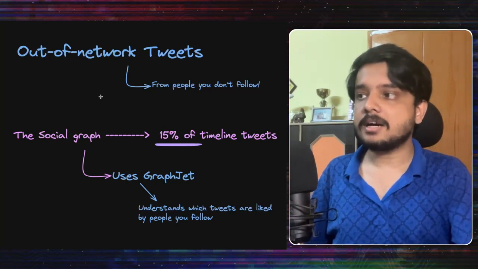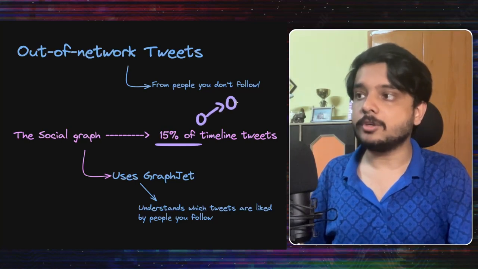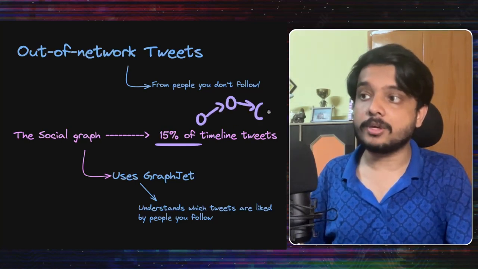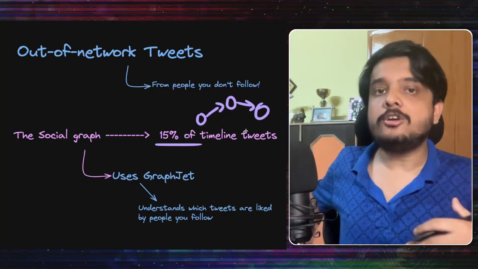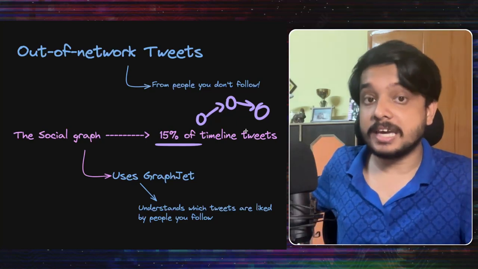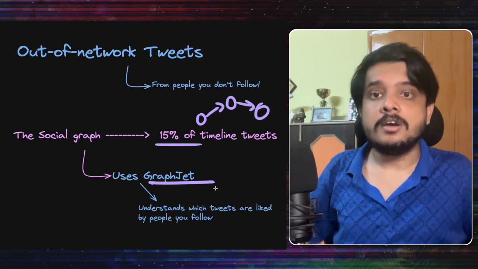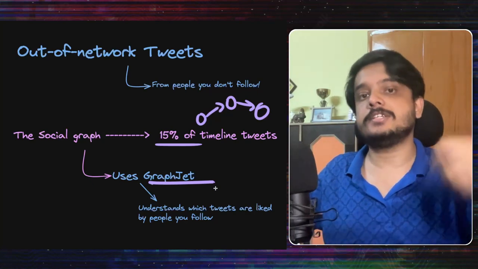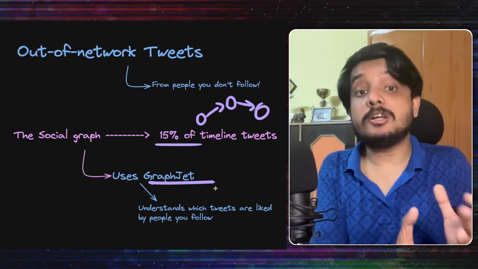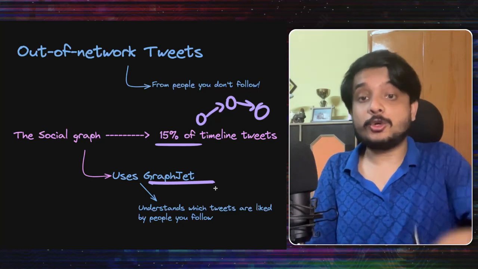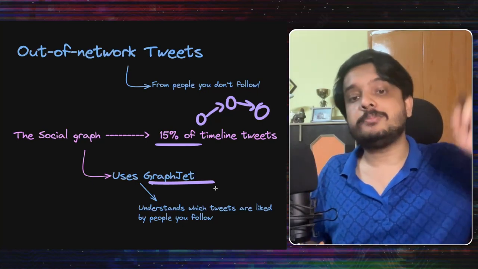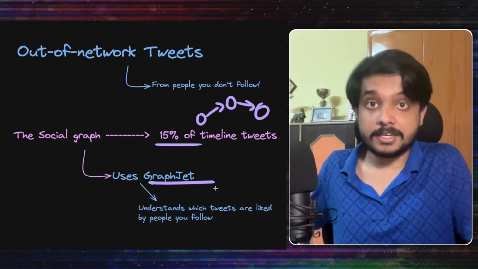You see, this is a graph data structure, right? You are following someone and that person is following someone else. This is a graph. And Twitter created this graph processing engine called GraphJet, which walks this graph and fetches all these details. So again, if people who are followed by a lot of people like your tweet, the chances of your tweet appearing in many people's timelines increases.